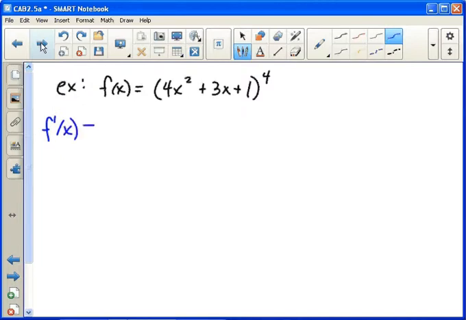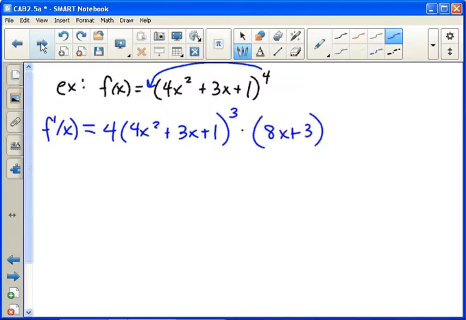So I multiply the 4 down and subtract 1 from the exponent. So again, you're just treating that inside part like a giant x right now. You're multiplying by the exponent, subtracting 1 from the exponent. So that's the first part. That's the derivative of the outside. Then you multiply that by the derivative of the inside.